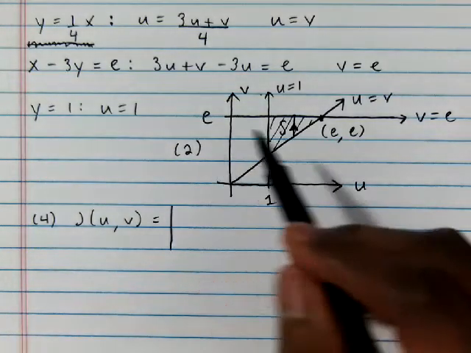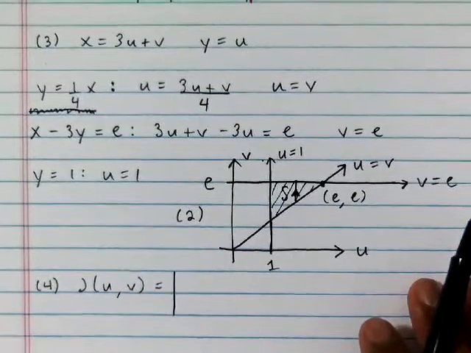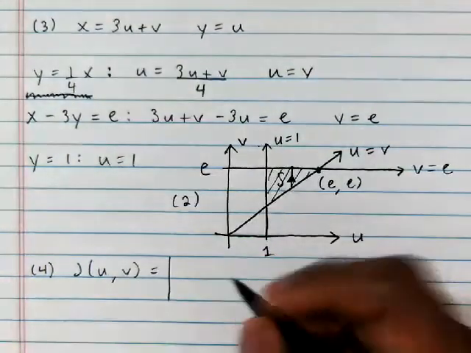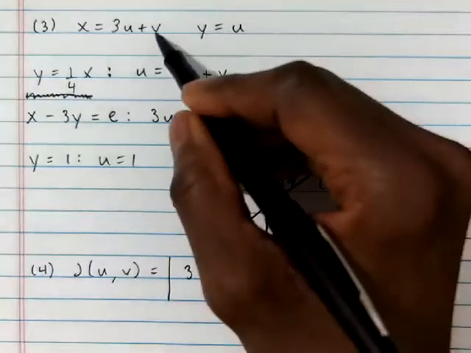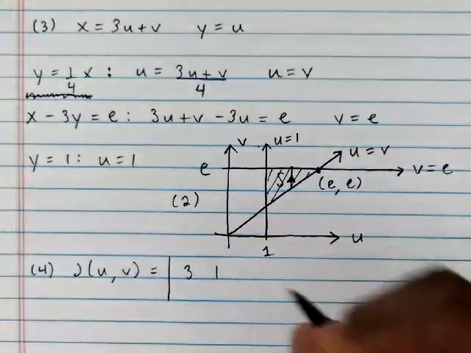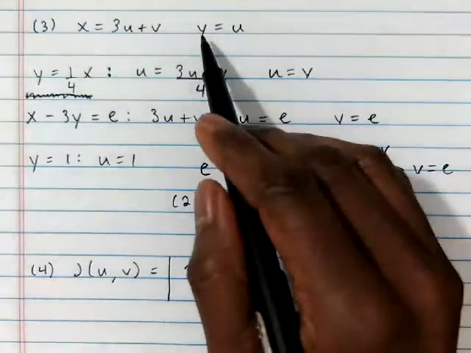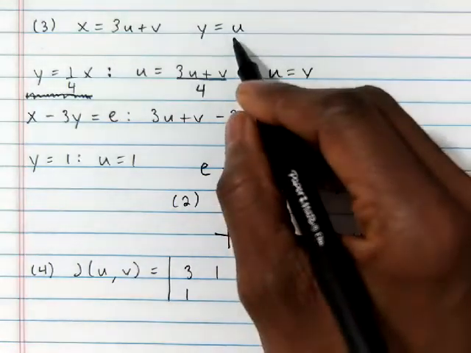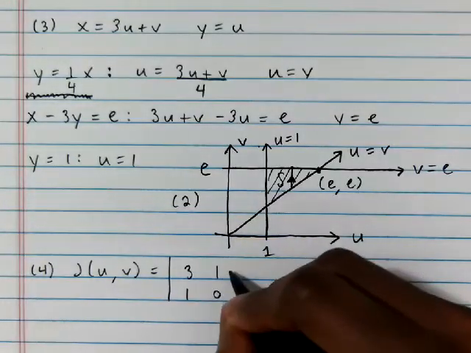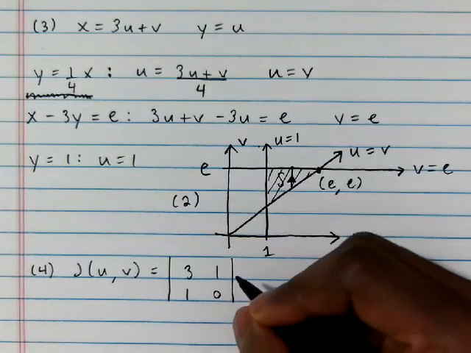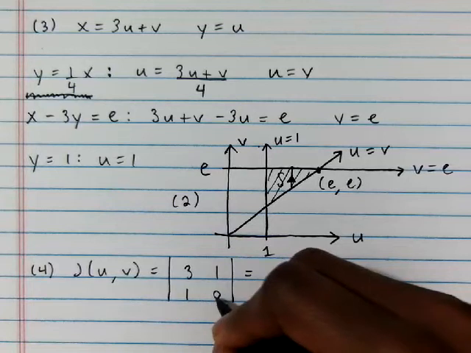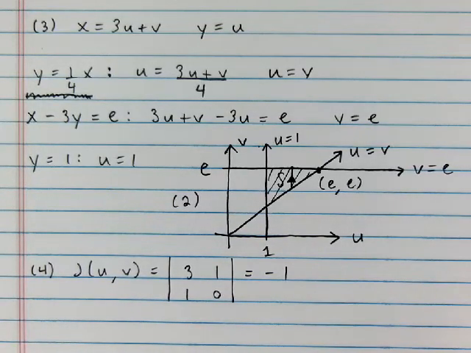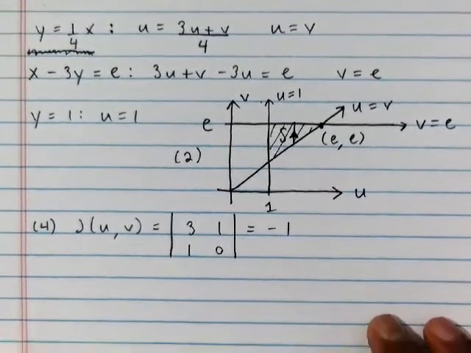So we're going to take the partial of x with respect to u, and we're just going to get 3. The partial of x with respect to v, we're going to get 1. Then the partial of y with respect to u, we're going to get 1. And the partial of y with respect to v, we're going to get 0. So our Jacobian is just 0 minus 1. We get negative 1 for our Jacobian. So now we can go ahead and set up our integral.